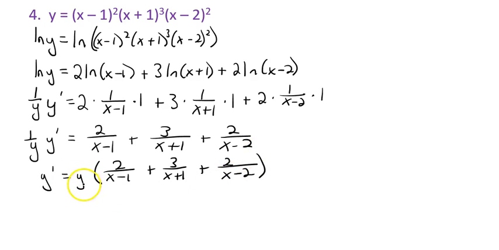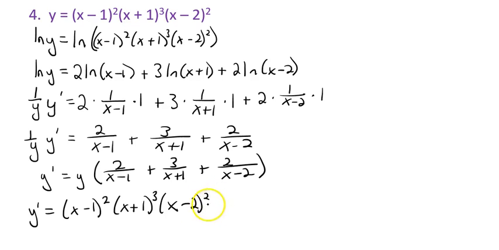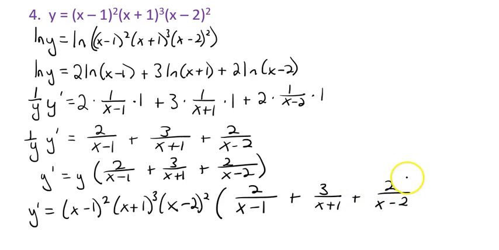And I am going to put that back in so that I have y as the x minus 1 squared, x plus 1 cubed, x minus 2 squared. And again, this last step is a lot to write, but compared to the other option, it's really not that bad. And again, if you use the other option, they should simplify to the same thing, but this is a nicer way to get there, in my opinion.